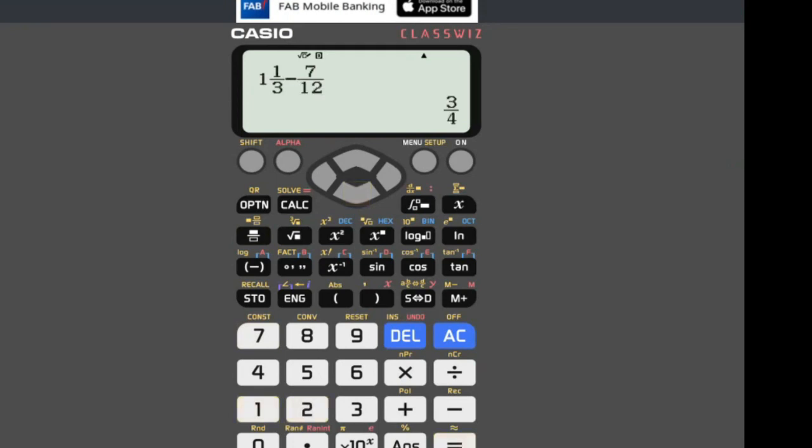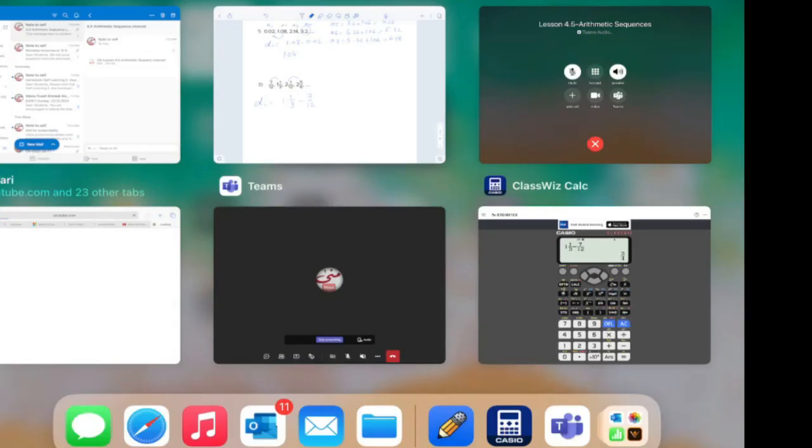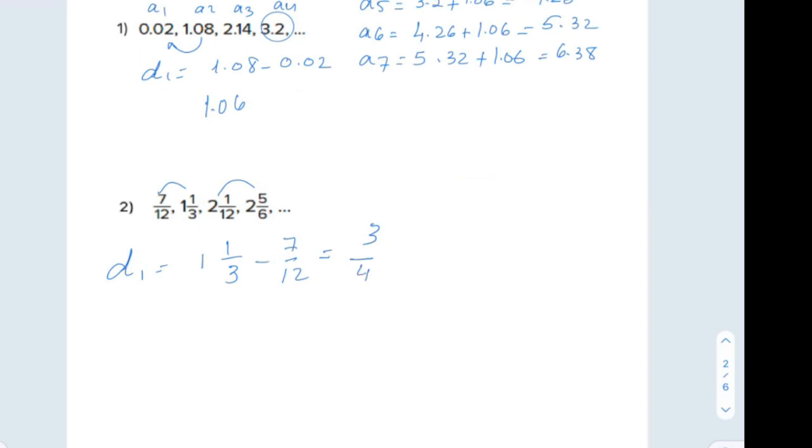So it is 3 over 4. Now we can add 2 and 5 over 6 plus 3 over 4 to find term number 5. And also you can use the calculator as we know. So we can find 2 and 5 over 6 plus 3 over 4.